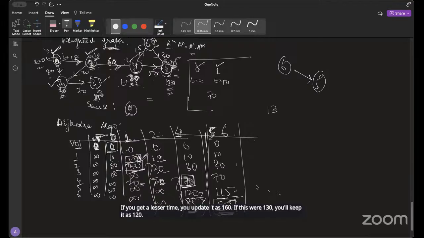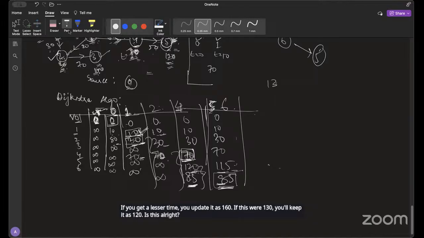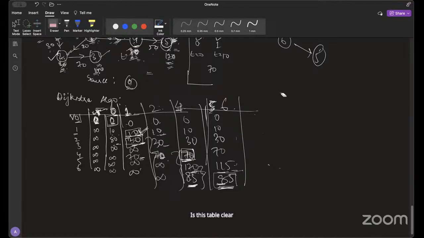Is this all right? Is this table clear to everyone? Yes. Yes, ma'am. Any doubts so far in this table, how you construct this thing?